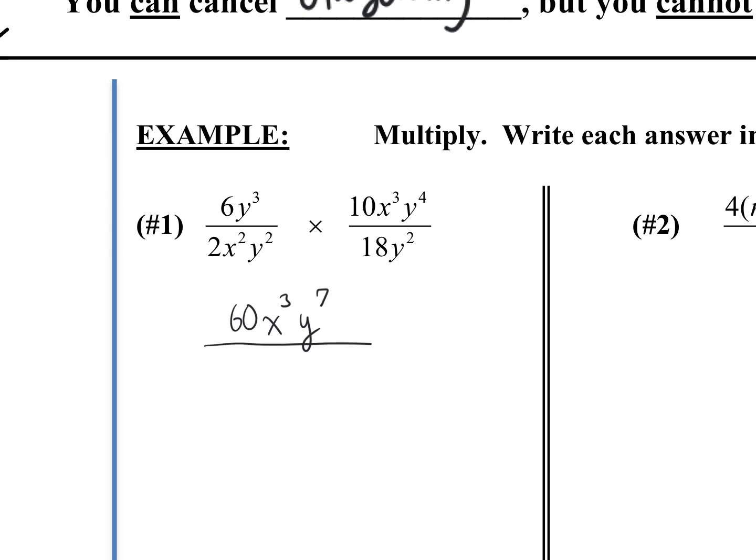On the bottom, 2 times 18 is going to be 36. We have 2 x's down here, and we have y squared times y squared, which is going to be y to the 2 plus 2, which is 4. All right, if you'd like to pause again and see if you can reduce this, give it a try.